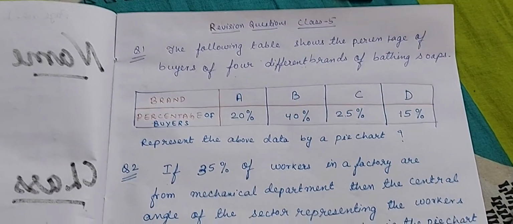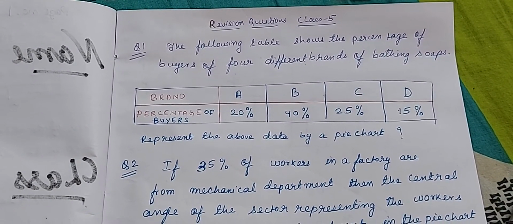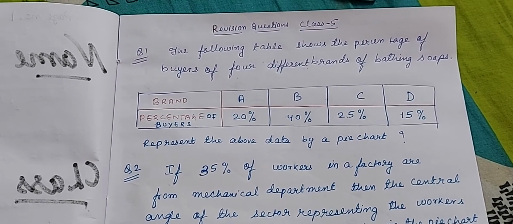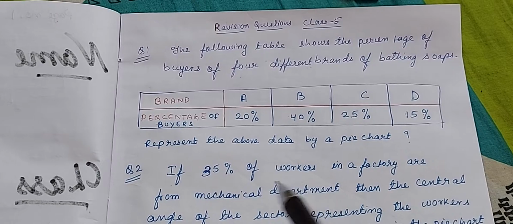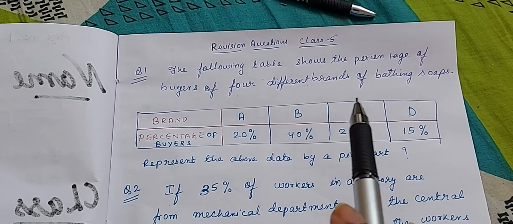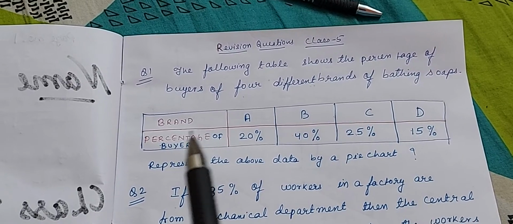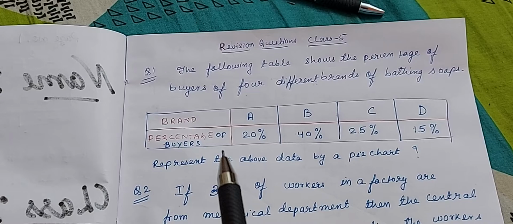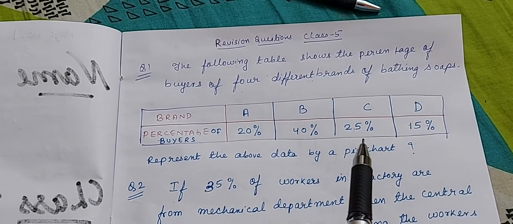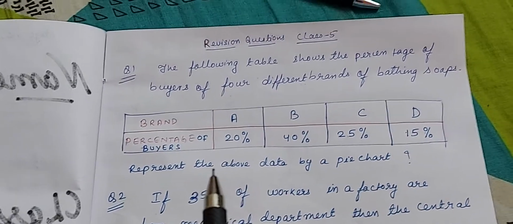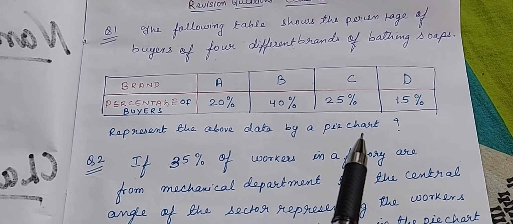Okay, good evening, children. So today is the last revision for your chapter Data Handling of class 5. Okay, so the first question is, the following table shows the percentage of buyers of four different brands of bathing soap. The brands are A, B, C, D, and the percentage of buyers is also given: 20%, 40%, 25%, and 15%. We have to represent the above data by a pie chart.